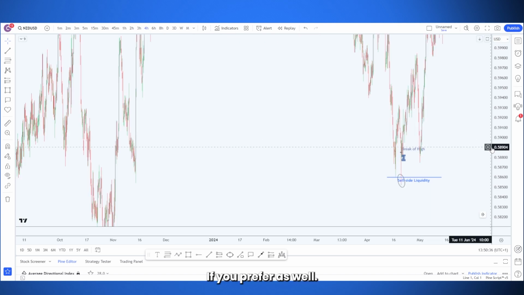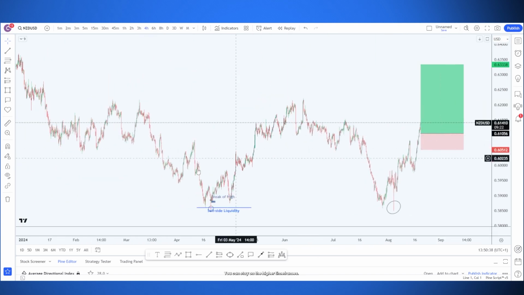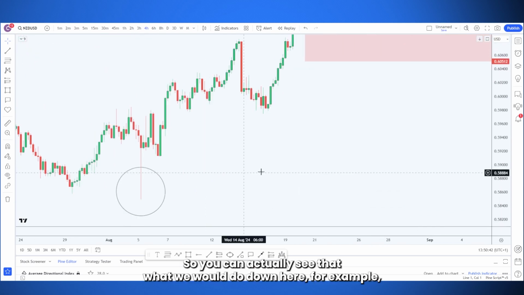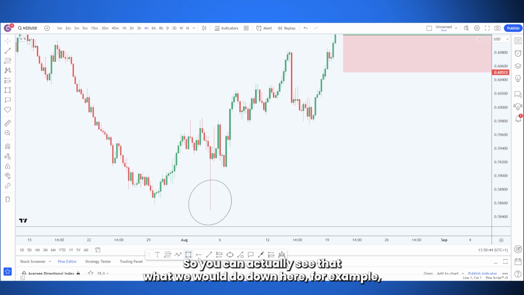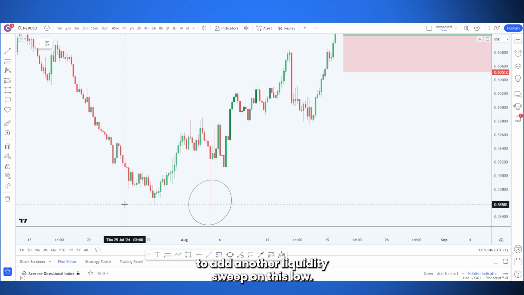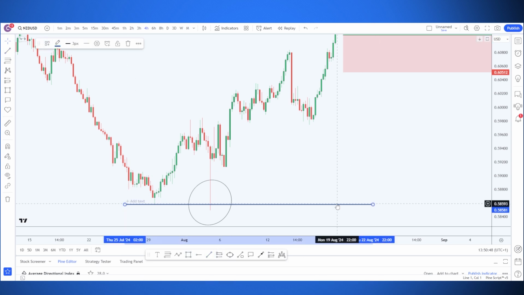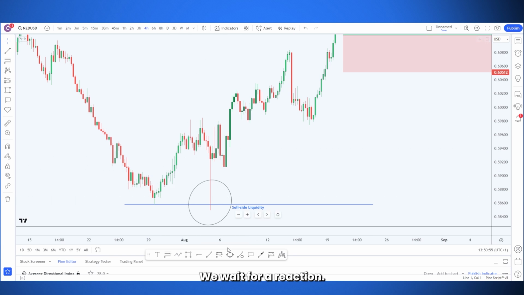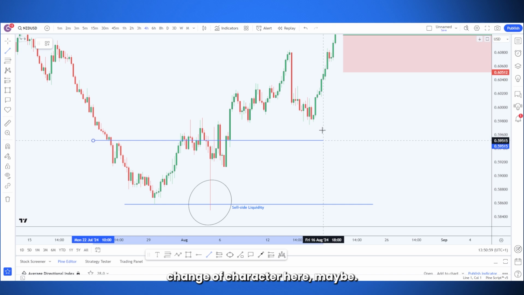If you prefer as well, you don't have to go onto the lower time frames. You can stay on the higher time frames, but you just have to remain patient with it. So you can actually see that what we would have done here, for example, we'd have had another liquidity sweep on this low. We wait for a reaction. We probably get our first change of character here, maybe.